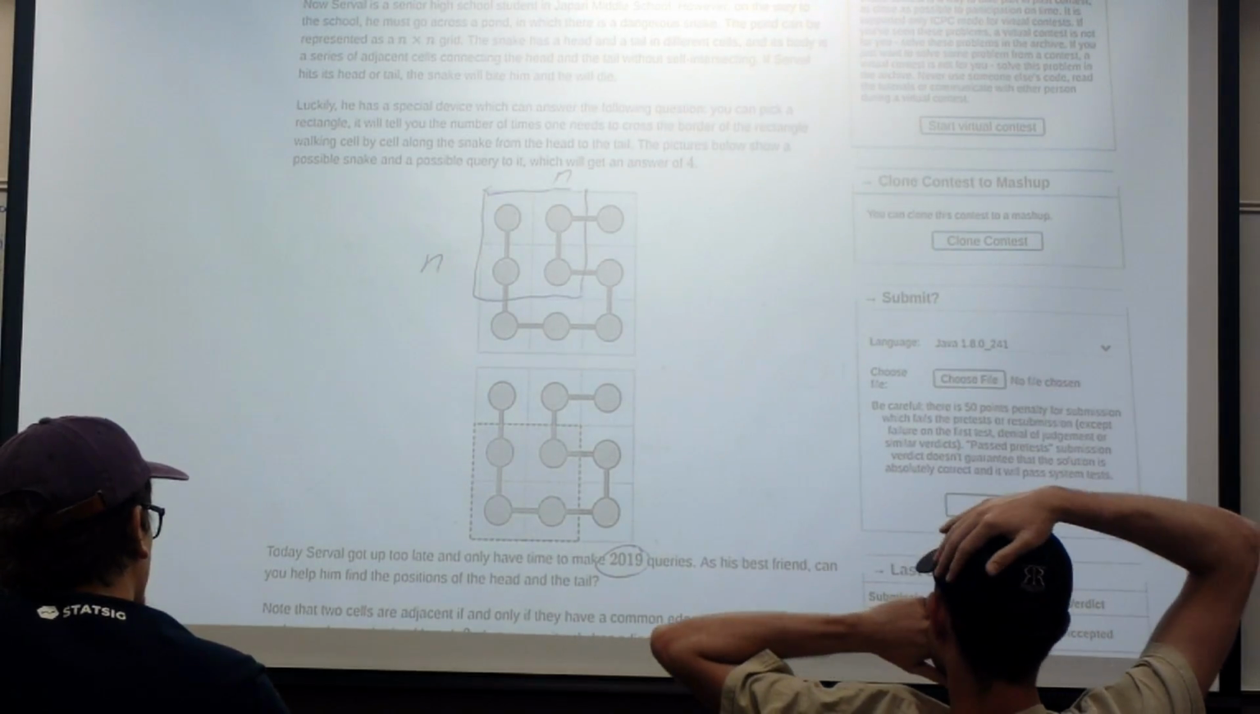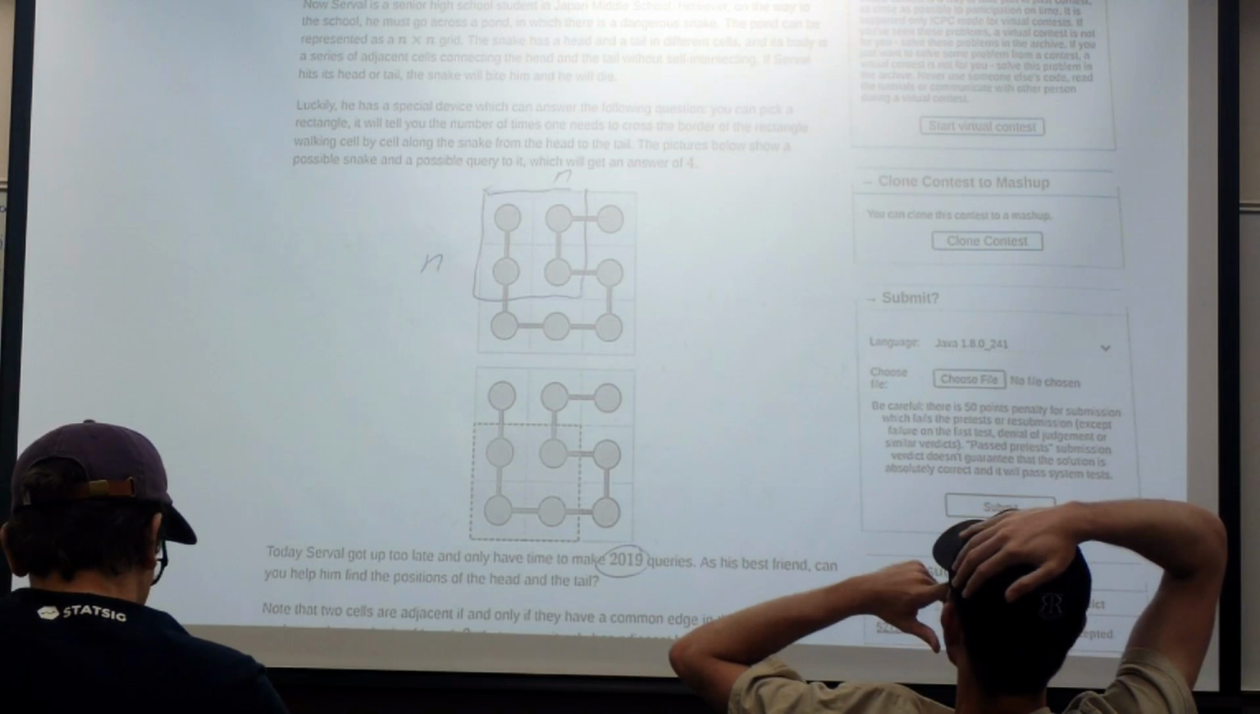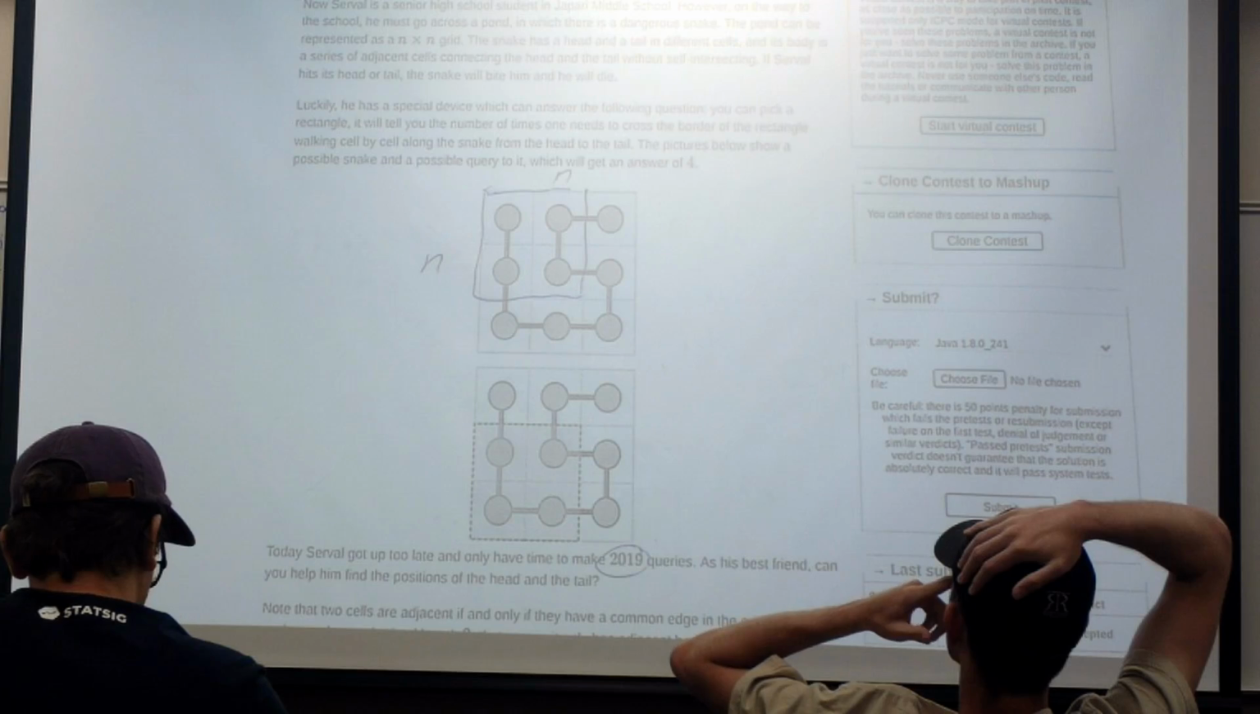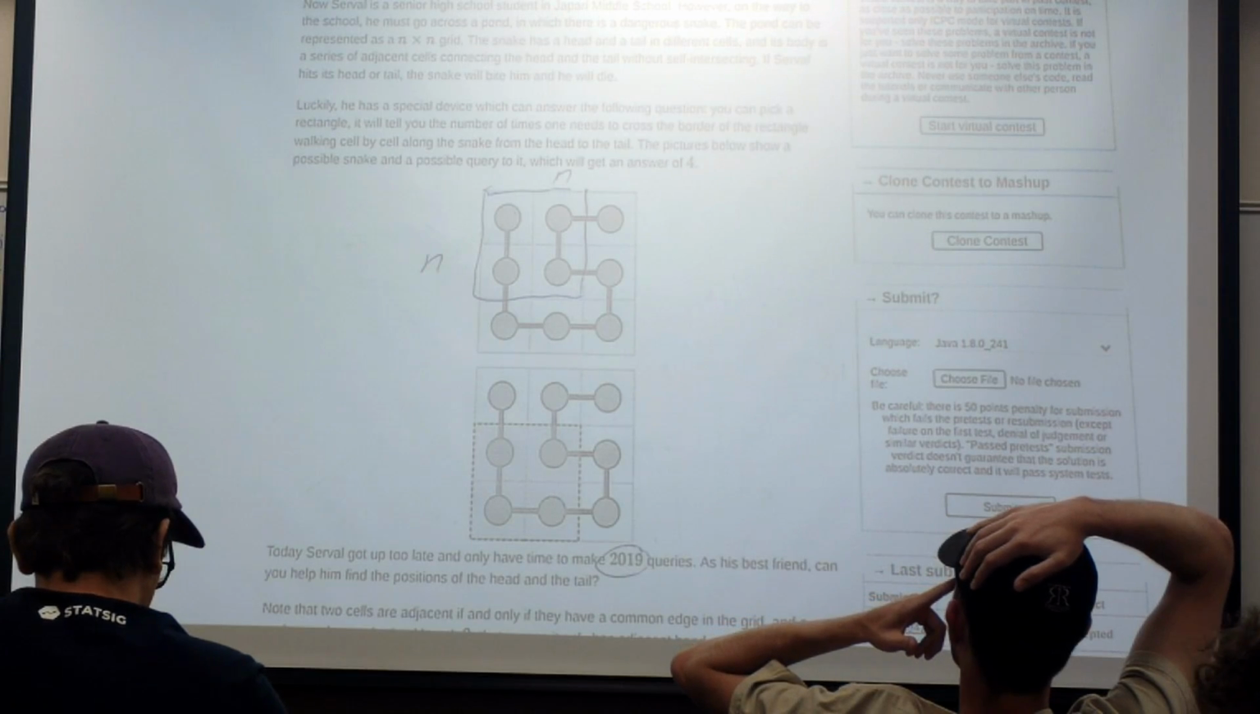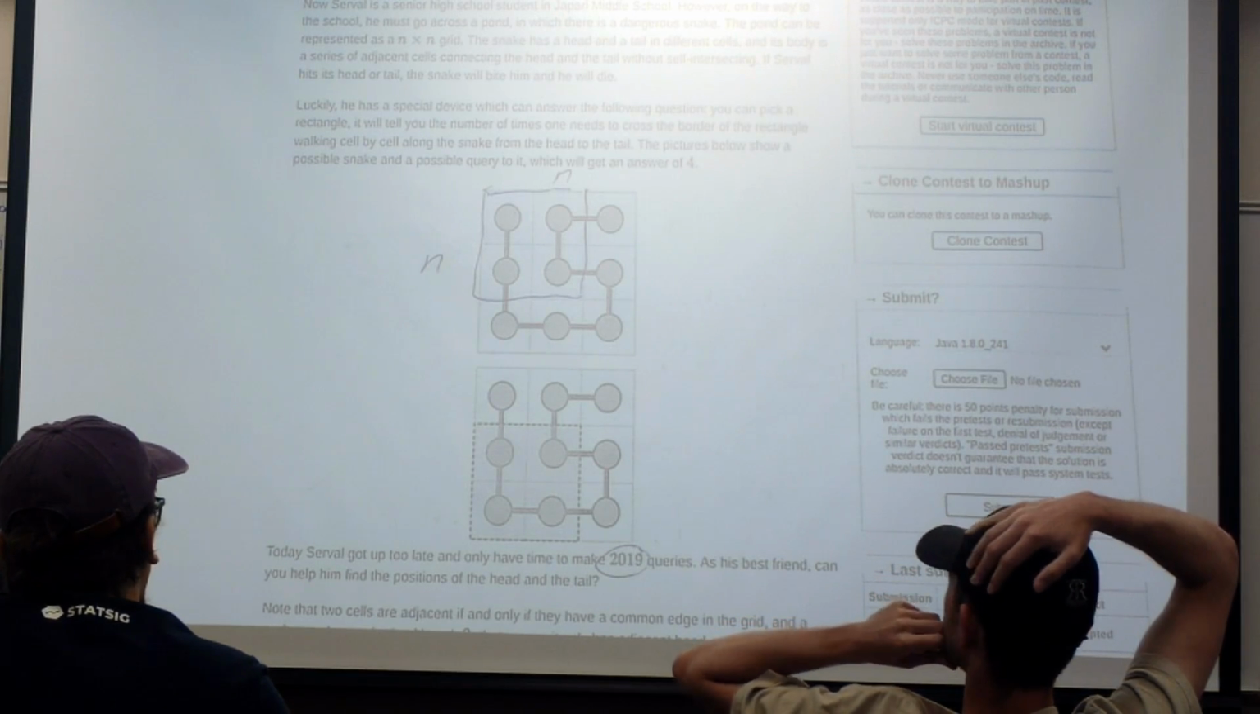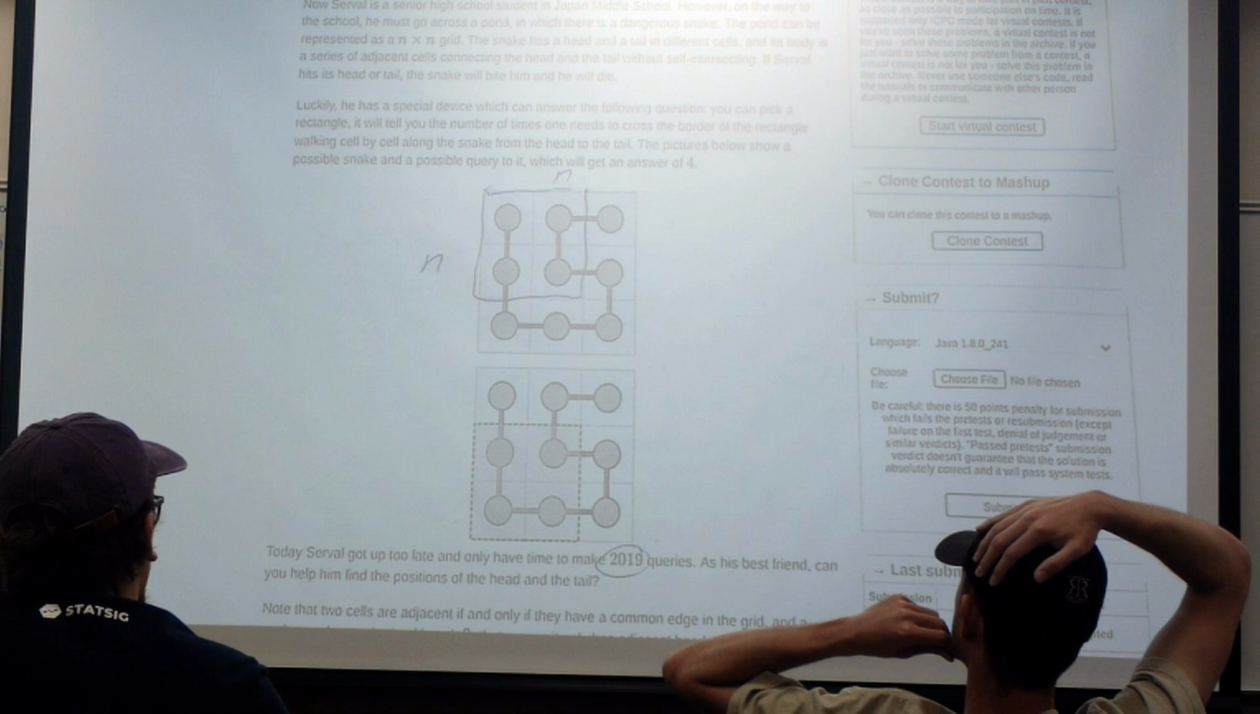Yes, Tom. So it seems like if for any query we have an even number of crossings leaving our box, then we probably don't have a head or tail. Yeah, that's the main observation. But not necessarily. Yeah, that's true.